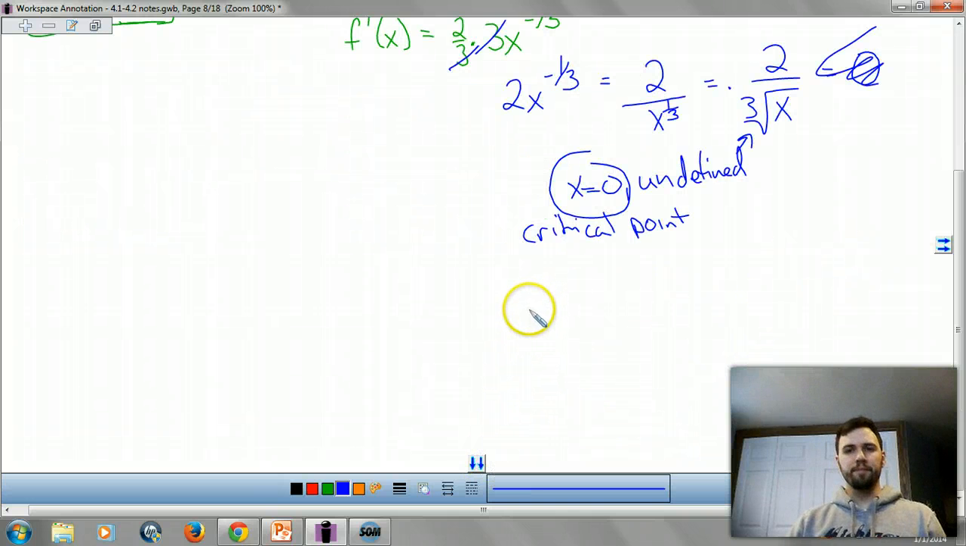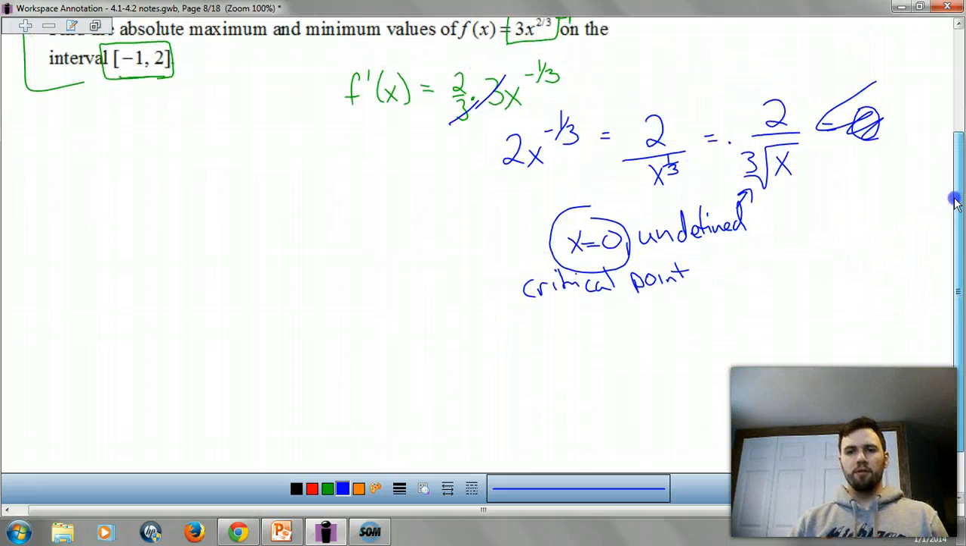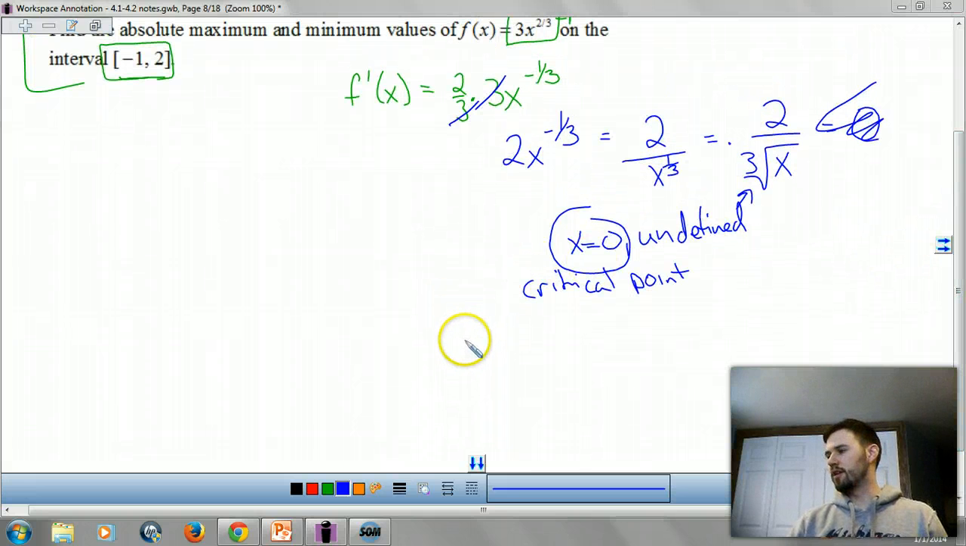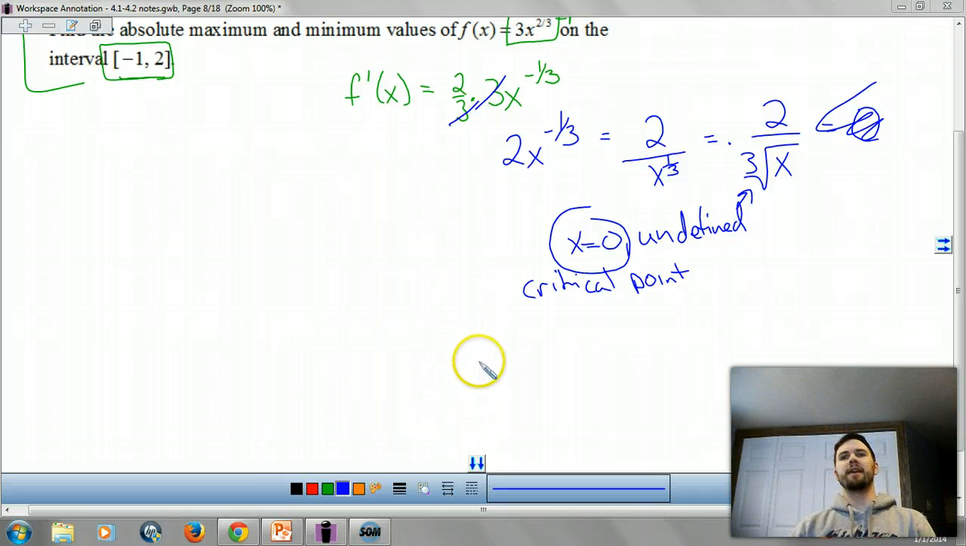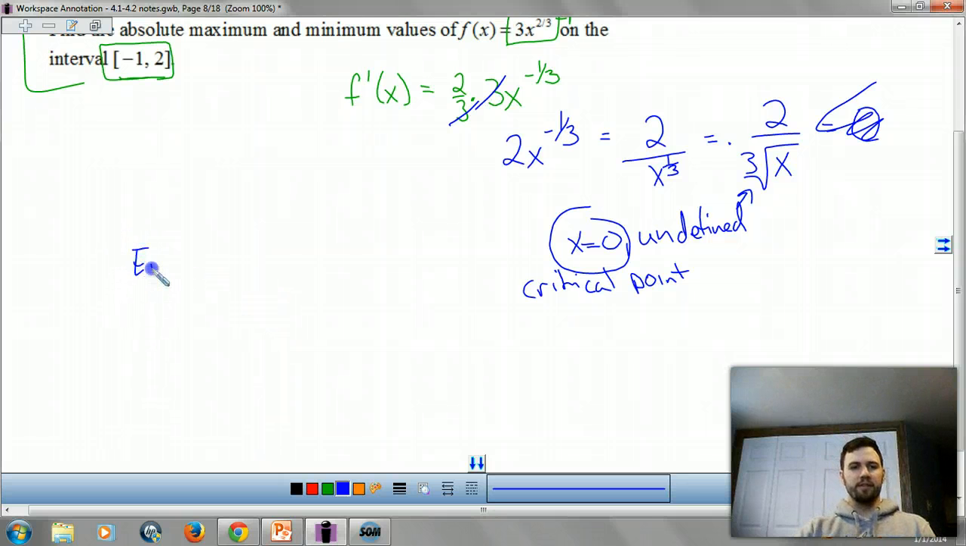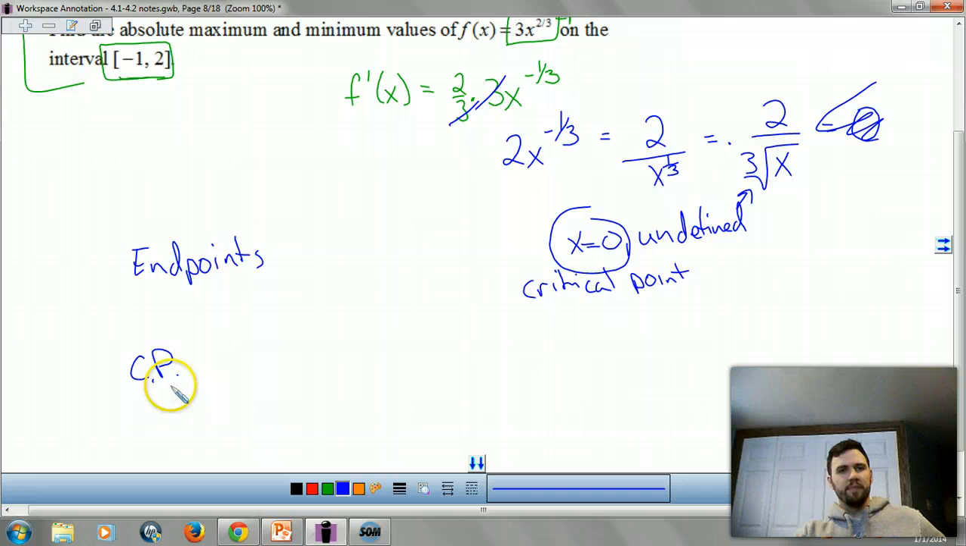So what we do is we have to kind of make a chart. I don't really make a chart. I kind of make almost like a test plotter dealio. We need to test our endpoints and our critical points. Okay?